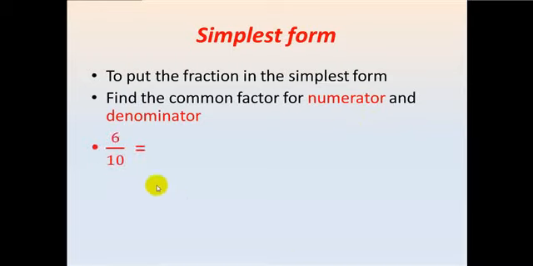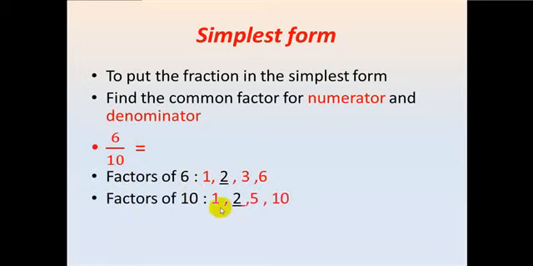If I have 6 tenths, 6 over 10, how do I put this fraction in the simplest form? Simplify this fraction, find the common factor for numerator and denominator, okay? Factors for 6 are 1 times 6 and 2 times 3. Factors for 10 are 1 times 10 and 2 times 5. The common factor between 6 and 10 is 2.